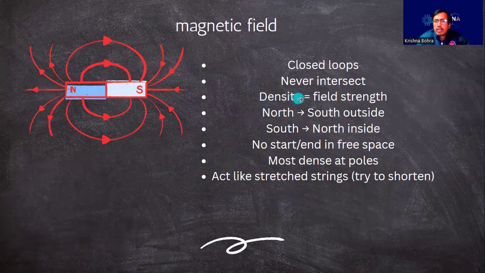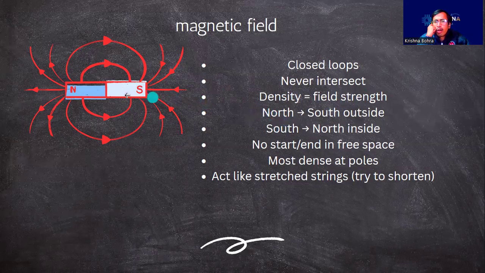Regarding the density, magnetic density basically tells about the field strength. Where the magnetic field lines are closer, meaning they are in high density, that is the basic understanding of density, right? If the magnetic lines are closer, they have high density, and high density essentially denotes high field strength.